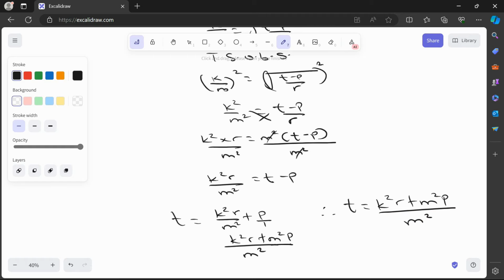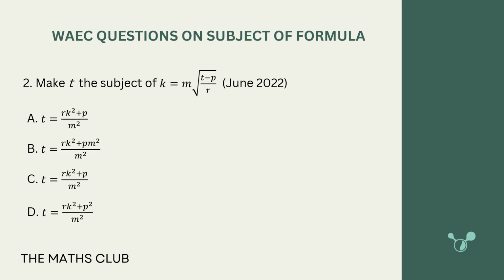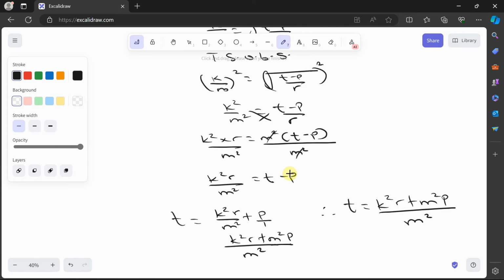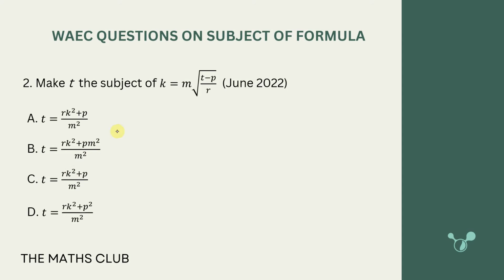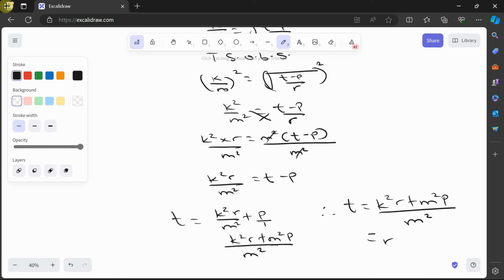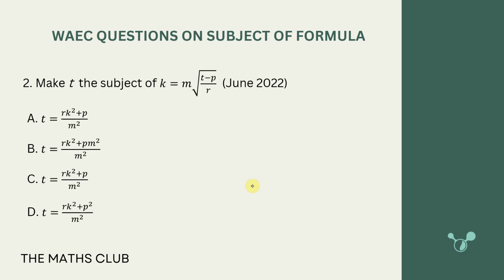If you got this, maybe we are on the same page. Let's see if we are correct. Okay, so these are the options. In these options, they made the r to come first. In our own, we made the k to come first. And then look at, they also made the p to come first. So let's just refactor what we have. So this is like saying rk squared plus pm squared all over m squared. So that would be option B.